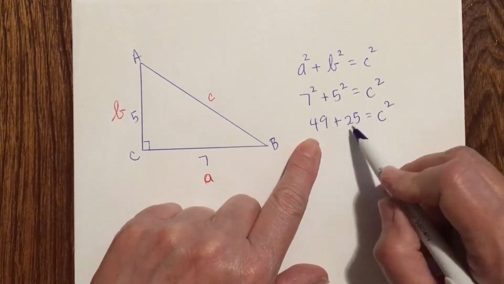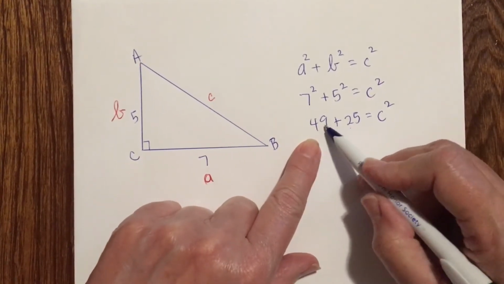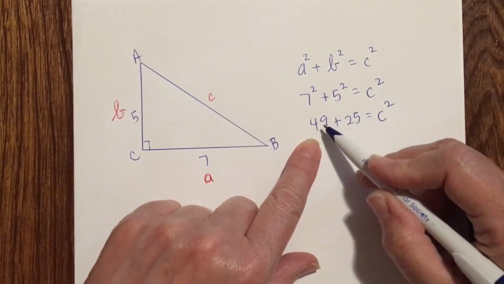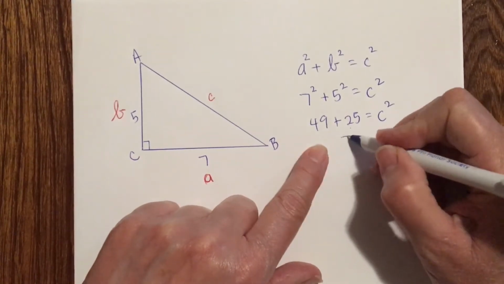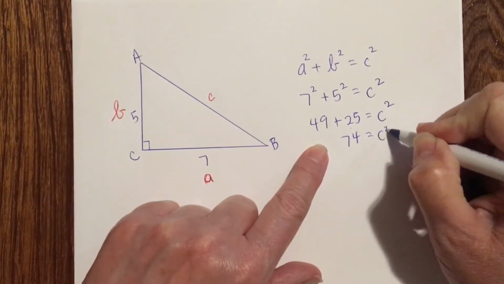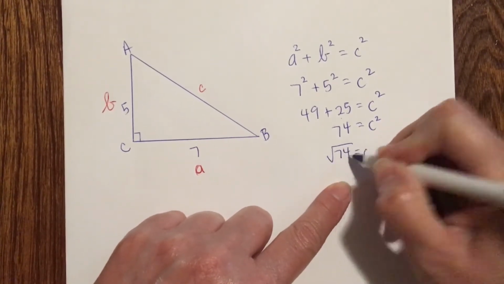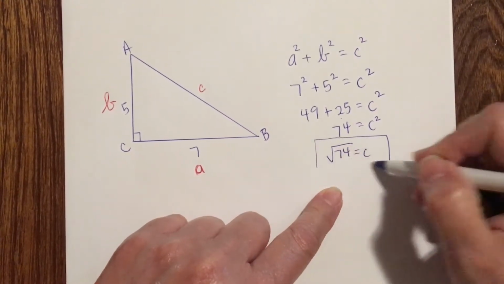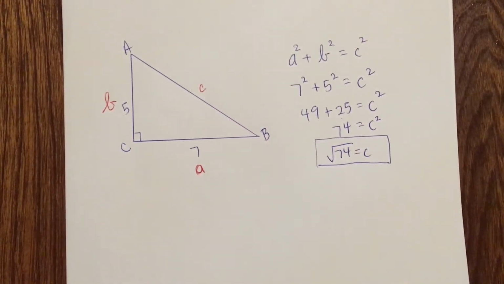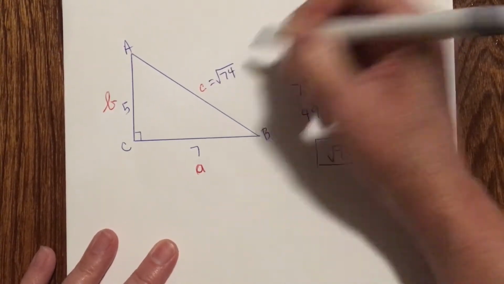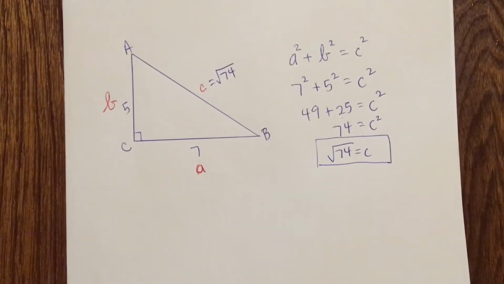49 plus 25 equals c squared. Let's see. 40 plus 20 is 60. 9 plus 5 is 14. So 60 plus 14, 74. 74 equals c squared. Well, c is the square root of 74. You could put that in your calculator and get the decimal, but the more and more math you do, the more you would say, I think I'd just like to leave it as the square root of 74. And that's how I'm going to leave it in this video.